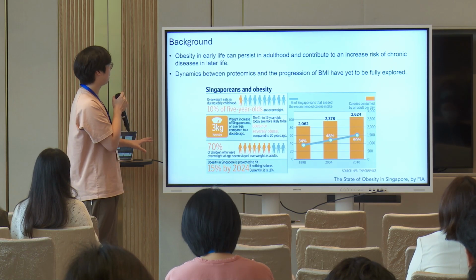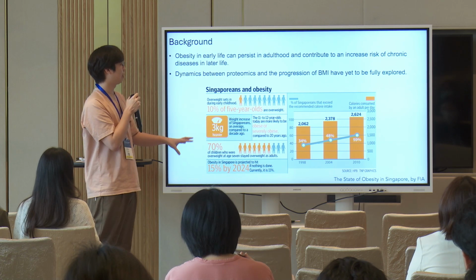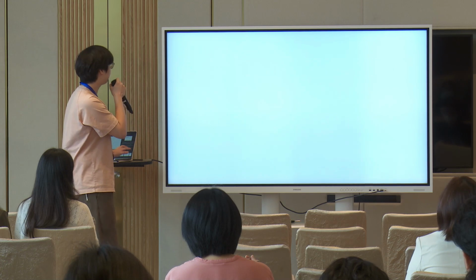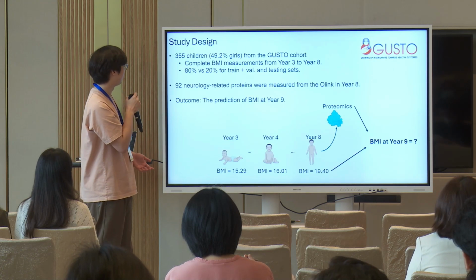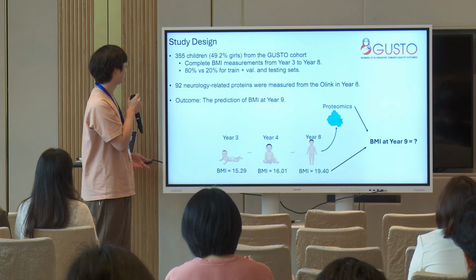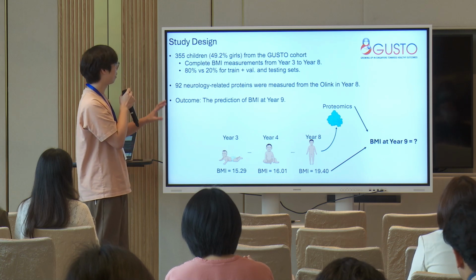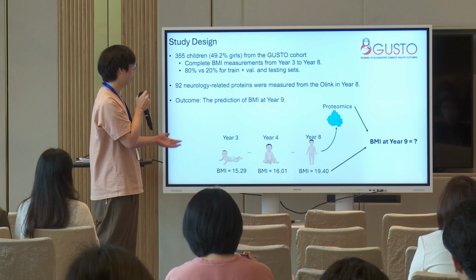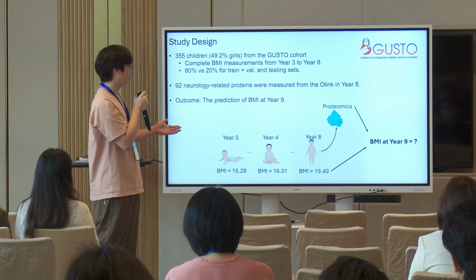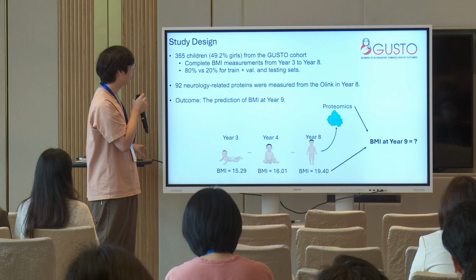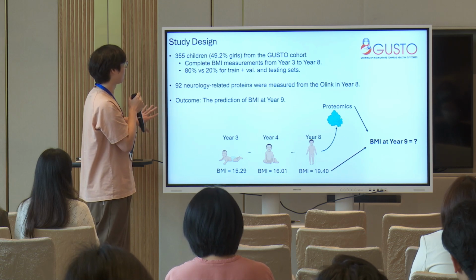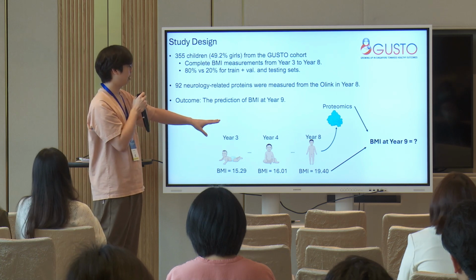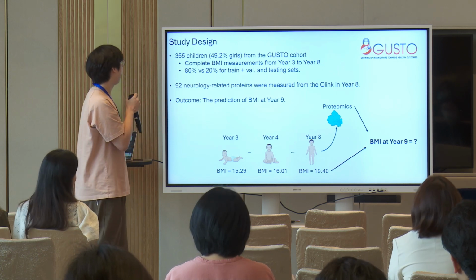The dynamics between the proteomics and the progression of the BMI have yet to be fully explored. So in this research, we would like to build machine learning models to first model the BMI trajectory of the babies, and also use the omics data, together with the historical trajectory of the children from year 3 to year 8, to finally predict the BMI at their year 9.